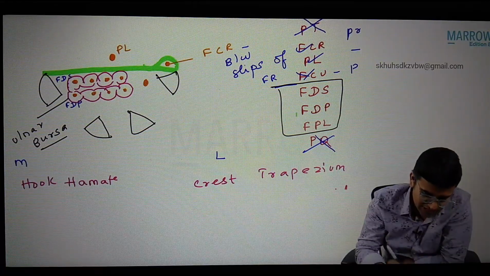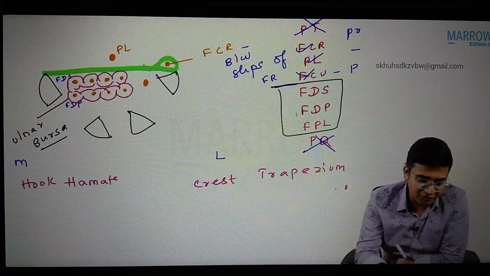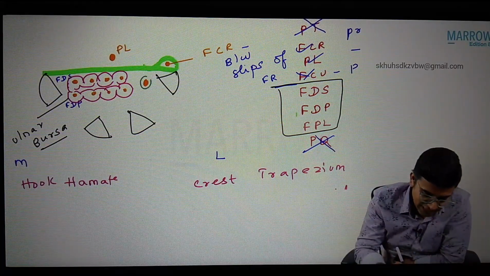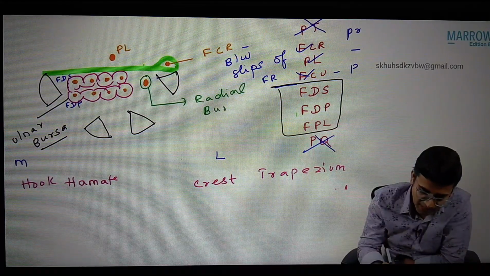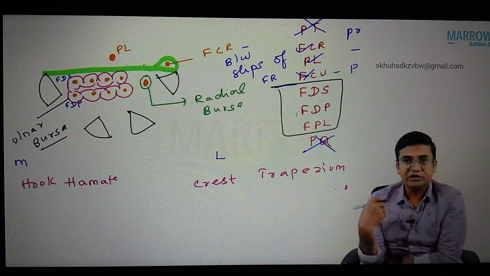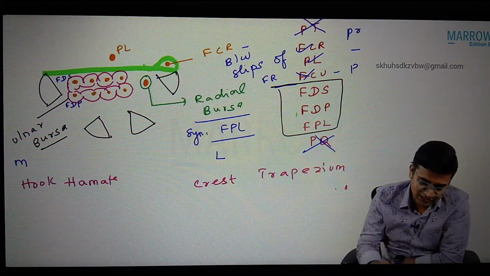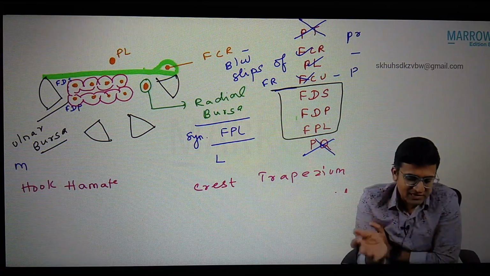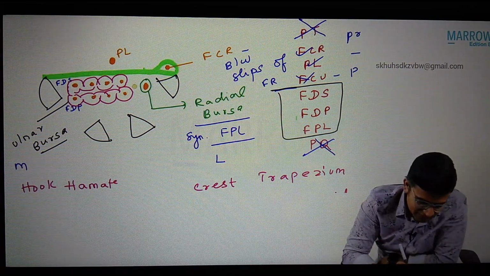Flexor pollicis longus is here, and the flexor pollicis longus is having a separate synovial sheath. Okay, and that is our radial bursa. So radial bursa is a synovial sheath for flexor pollicis longus. Now between radial bursa and the ulnar bursa, below the ligament, one nerve is passing.